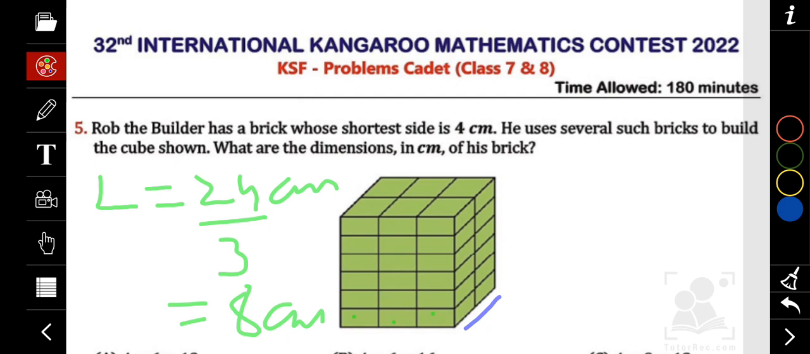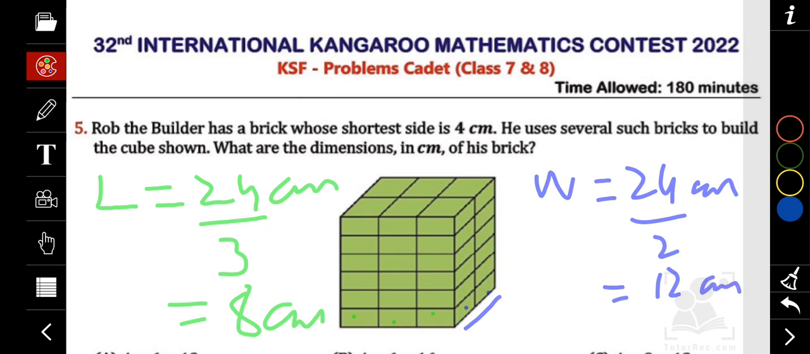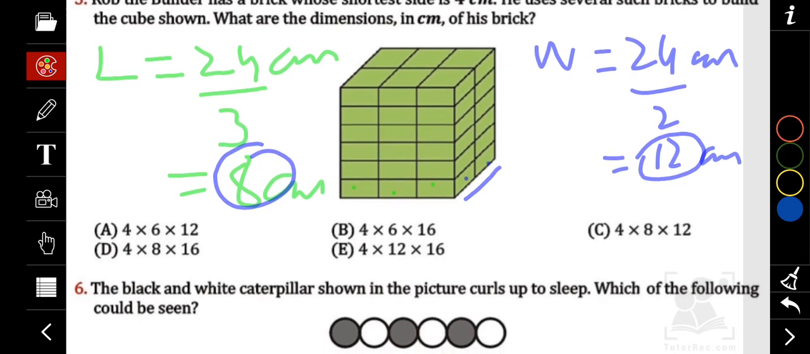Okay, then for the side view we have got 2 bricks, so the width, which is comprising of 24 centimeters, when we divide it by 2 bricks we get 12 centimeters. So all together we have got the dimensions, one is going to be 12, other one is going to be 8, and as we did previously, the other contains 4 centimeters. So the correct option is going to be option C. Okay, then we proceed to question number 6.